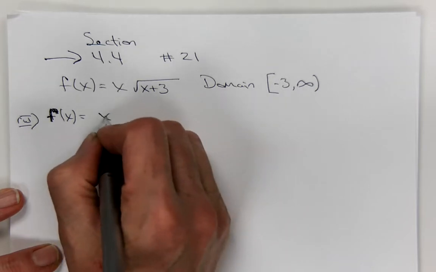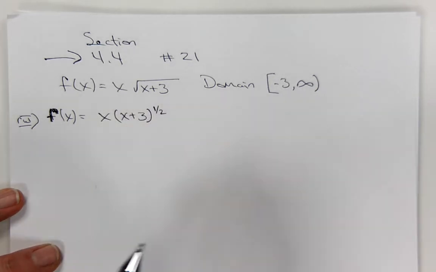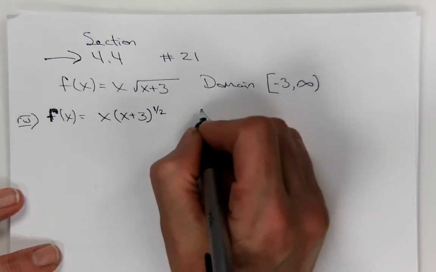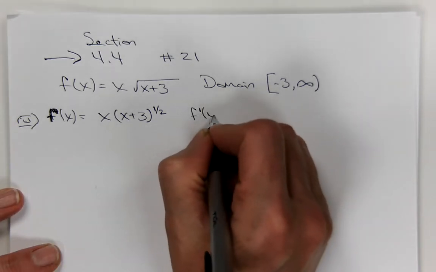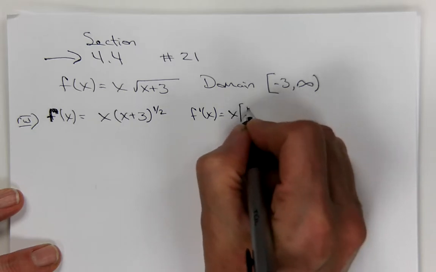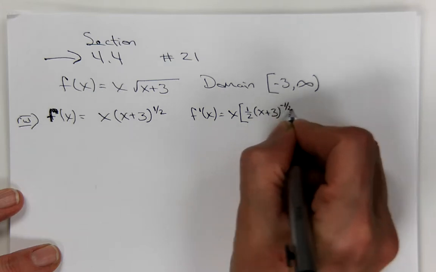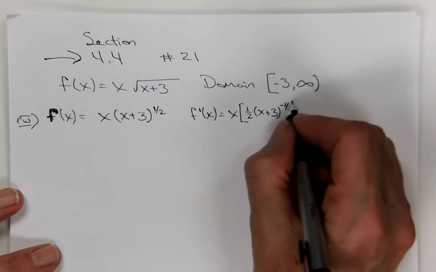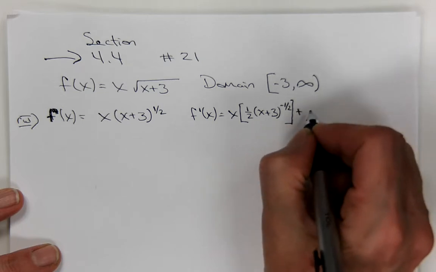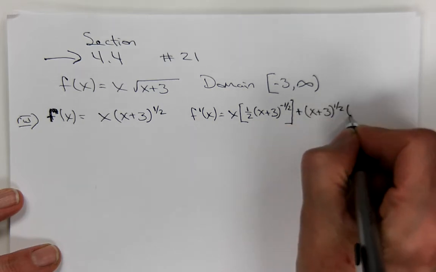And then that'll be x times x plus 3 to the 1/2 power. And then my f prime of x, I'll need the product rule, is equal to first times derivative of the second, 1/2 x plus 3 to the -1/2. The derivative of the inside is 1. Plus the second, x plus 3 to the 1/2 times the derivative of the first.